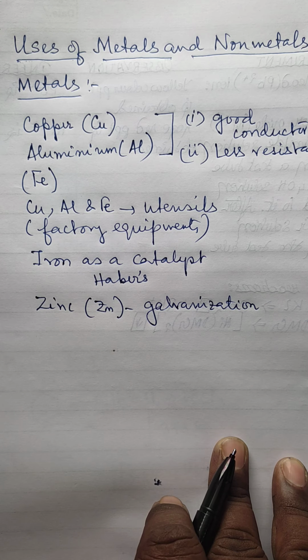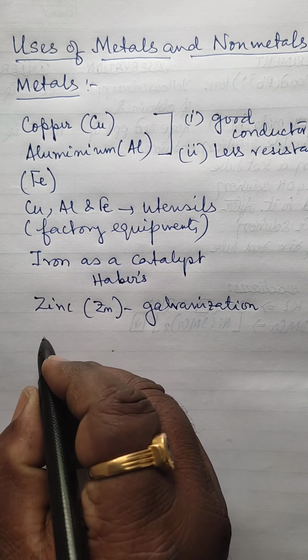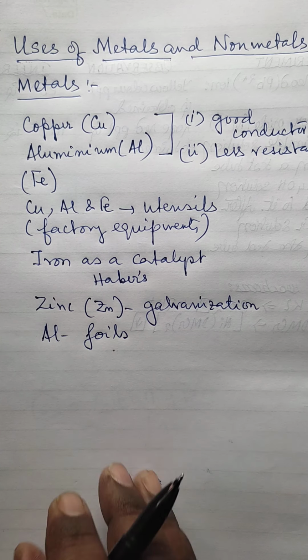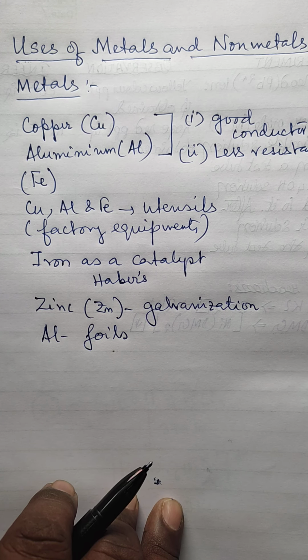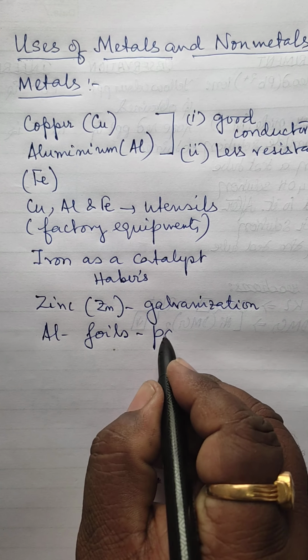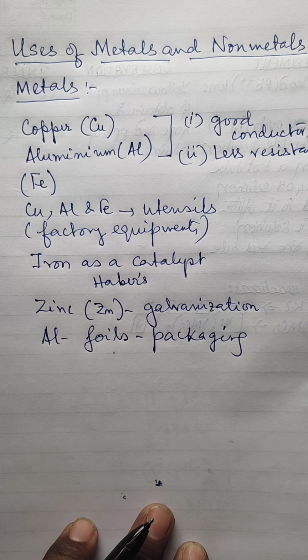Okay. Another use is aluminium. It is used to make aluminium foils. Aluminium is used to make foils for the packaging of medicines, packaging of cigarettes and packaging of food material. Aluminium foils' important use is packaging. It is used in the packaging industry.